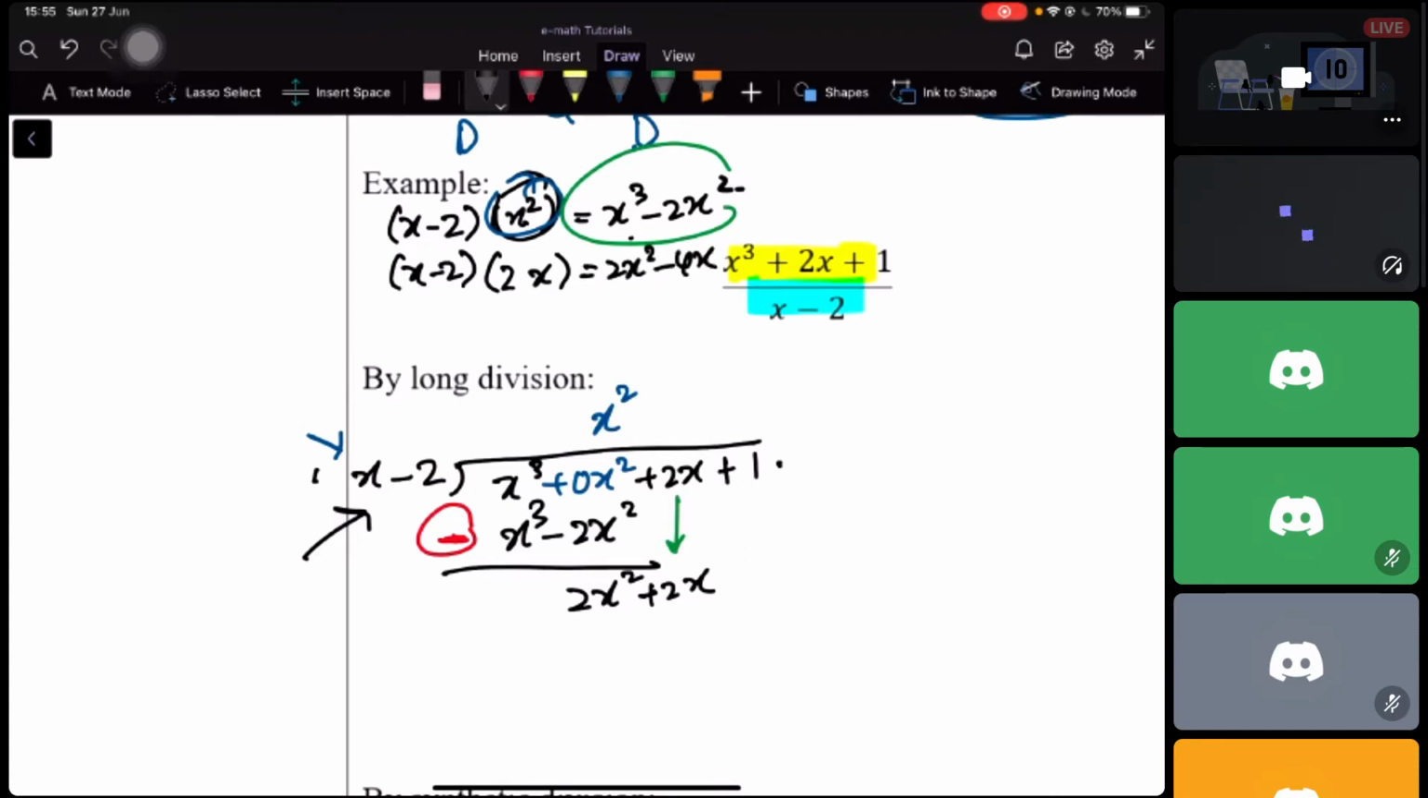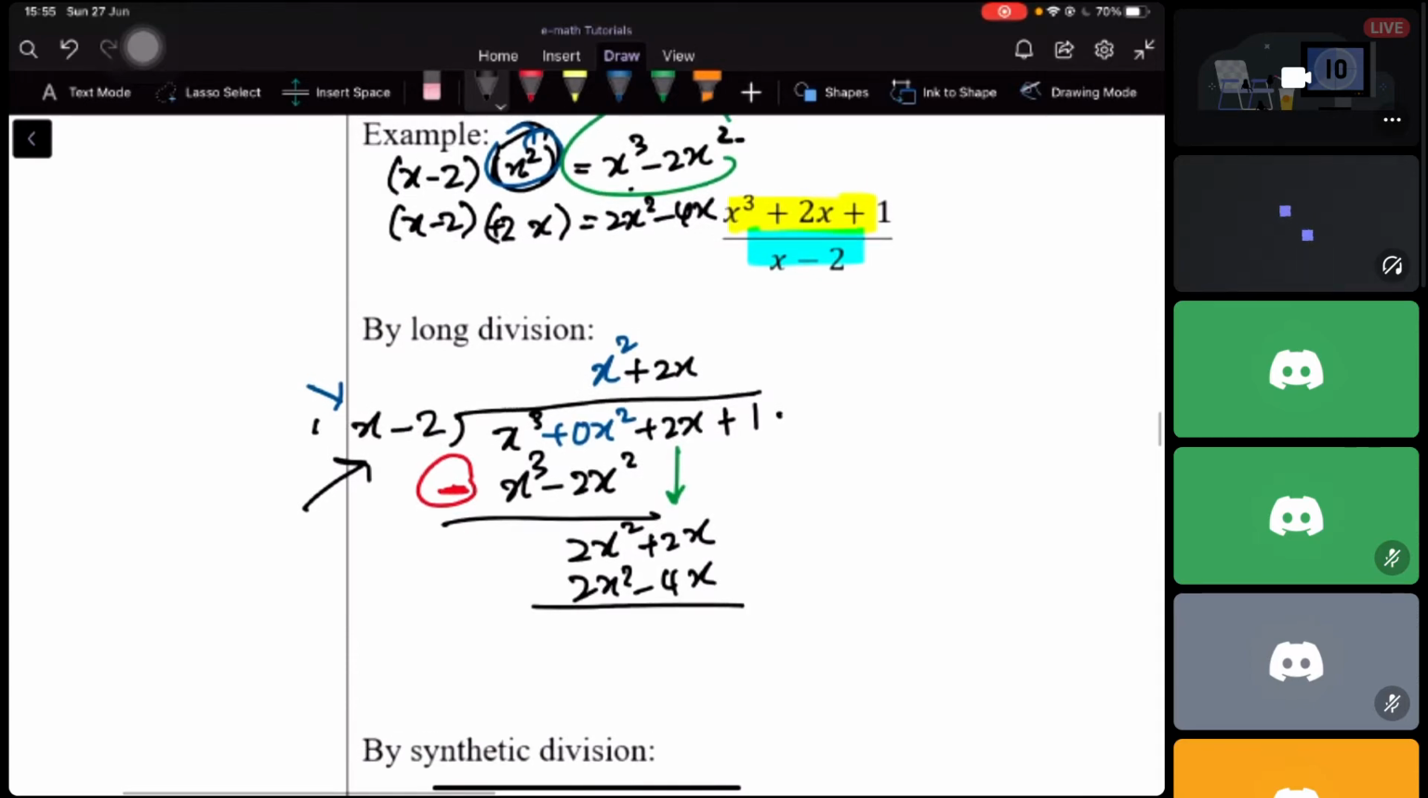Same story. Put your 2x on top. Put your 2x squared minus 4x here. Oh, I forgot the plus. It's a positive 2, right? I multiply with positive 2. Then we subtract. See, we get rid of the big brother, 2x squared. 2 minus negative 4 becomes 6x. Then bring down the 1.